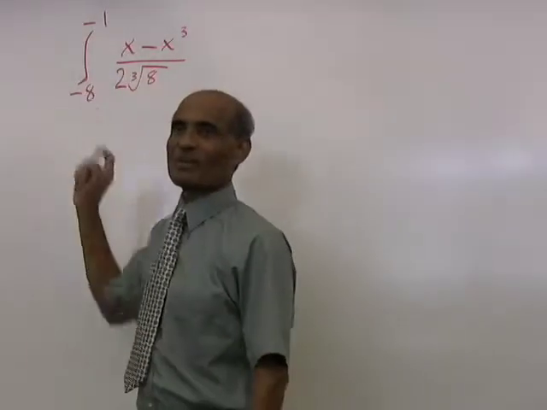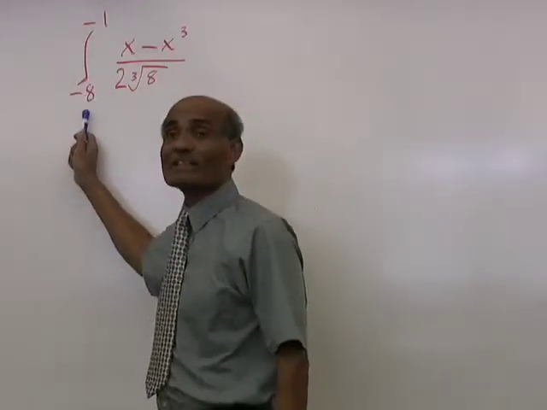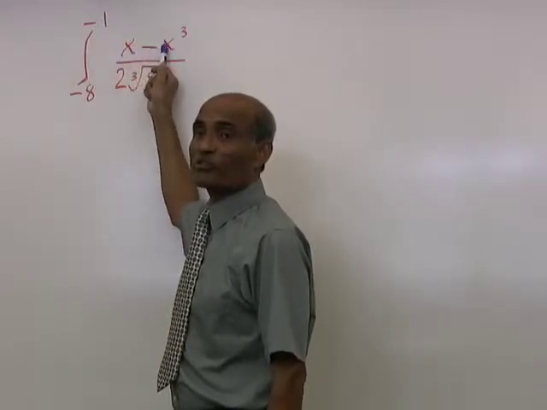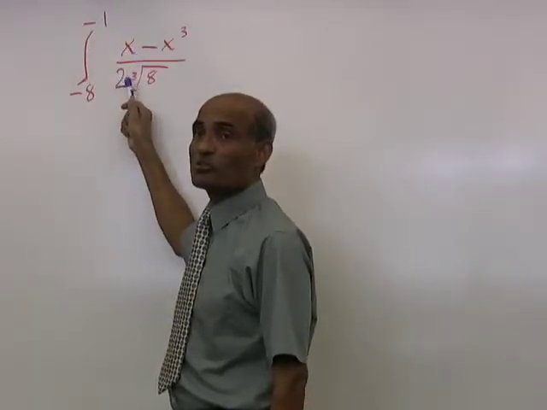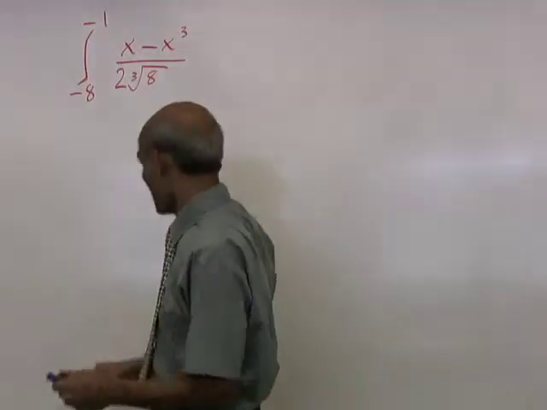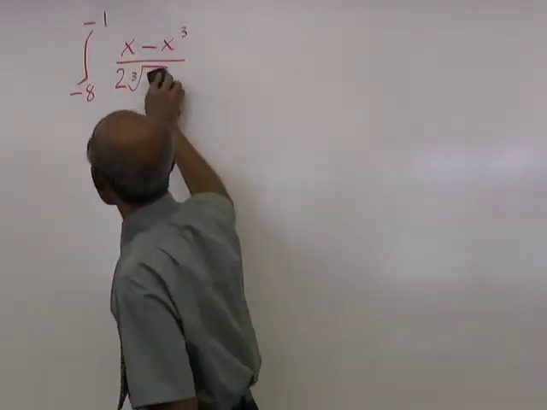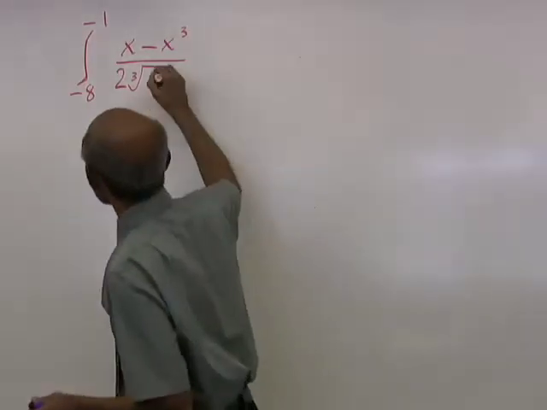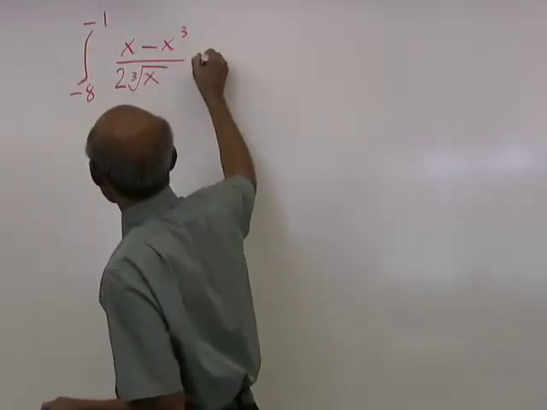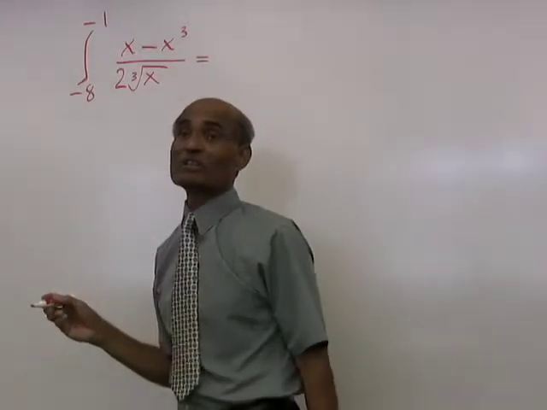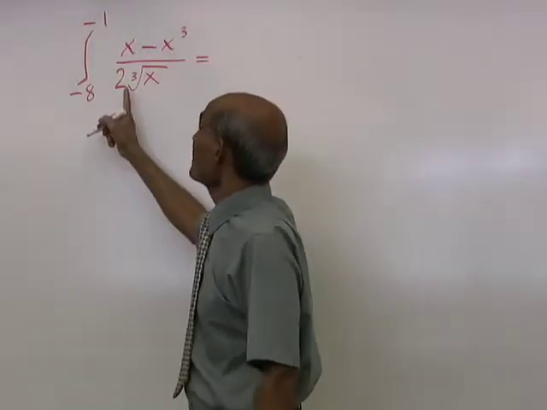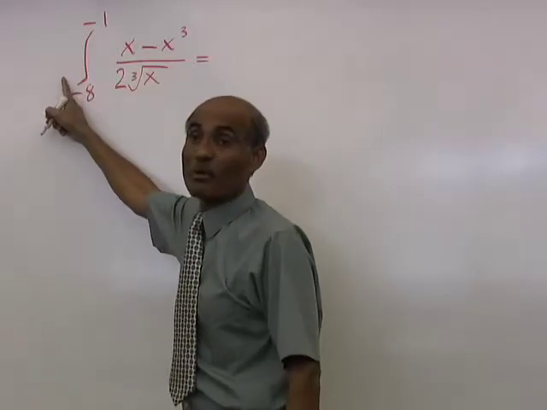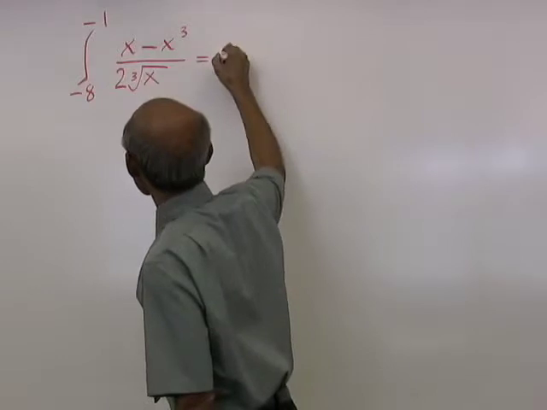Okay, let's try this one. Integral -8 to -1 of x minus x cubed over 2 cube root of, well, it's not cube root of 8, cube root of x. Well, there are a couple of things that you can do to start with. First of all, this 2 is a constant. We can actually take it out. It'll become a 1/2.